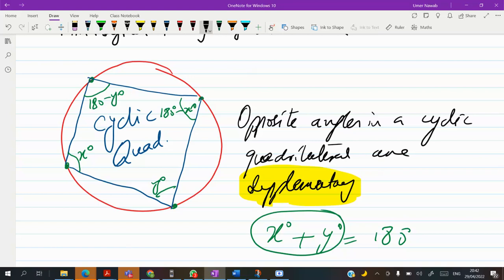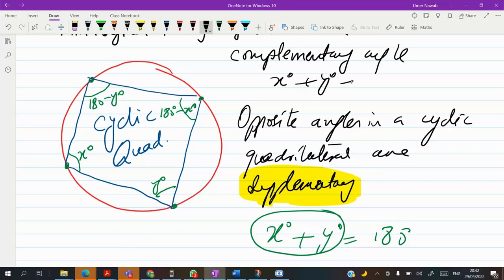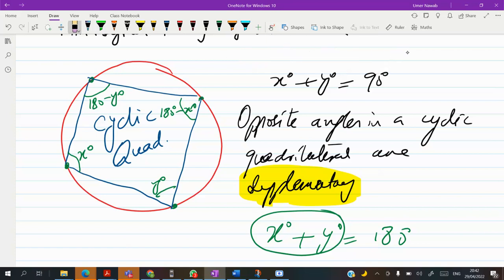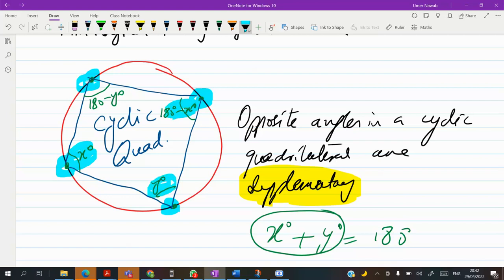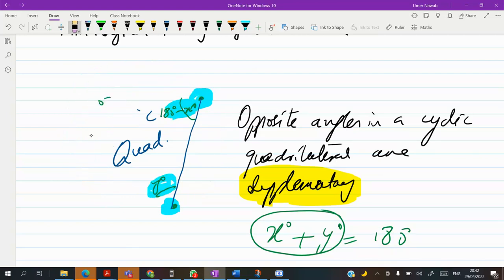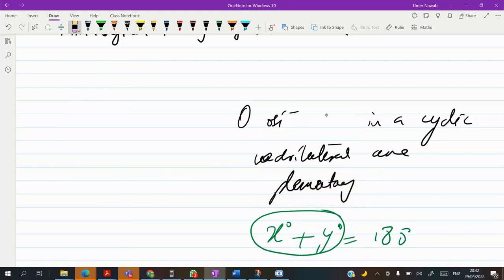In the same way, there is another terminology which is called complementary angles. Complementary angles: when you add the two angles and their sum is equal to 90 degrees, then we say that x and y are complement to each other. We are not using this property, but I'm just telling you that any quadrilateral whose all four corners or vertices are on the circumference of the circle, that cyclic quadrilateral has a very famous property that its opposite angles are supplementary. After doing this fourth property, let me take you to the fifth property.